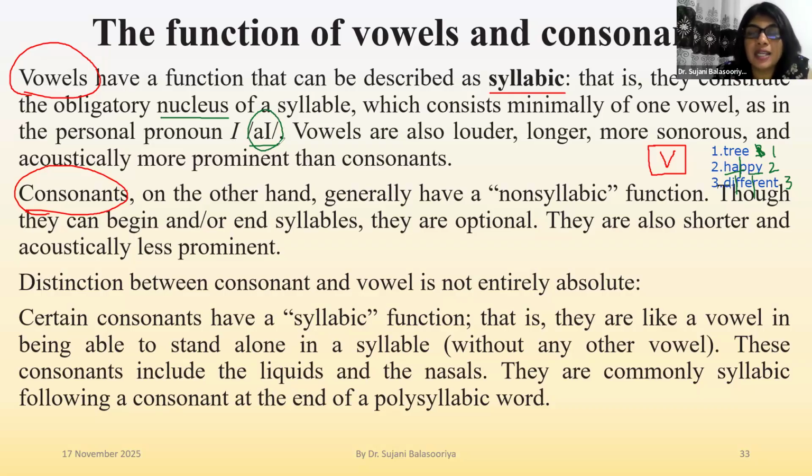So there are syllables that contain only vowels, but there are no syllables that contain only consonants. There has to be a vowel. That is why we say vowel functions as the nucleus of a syllable. And vowels are also louder, longer, more sonorous, and acoustically more prominent than consonants. We can hear them very prominently, and they have voicing. All these qualities are there with the vowels. Mainly they are syllabic, right?